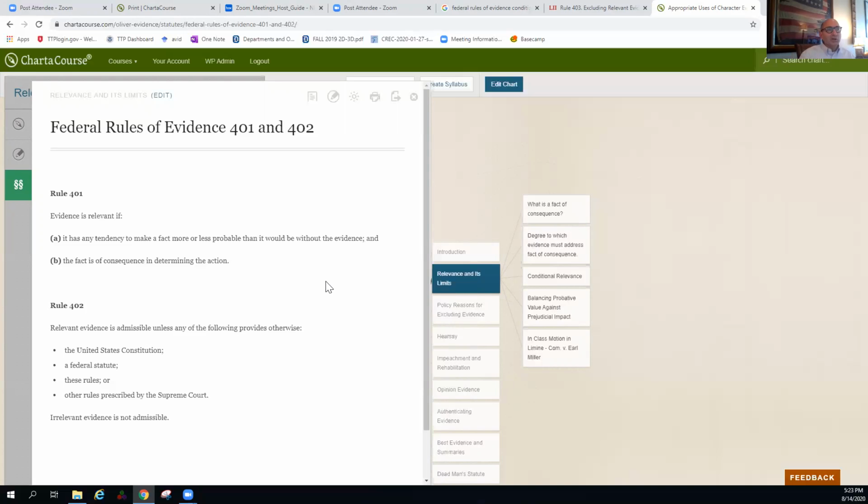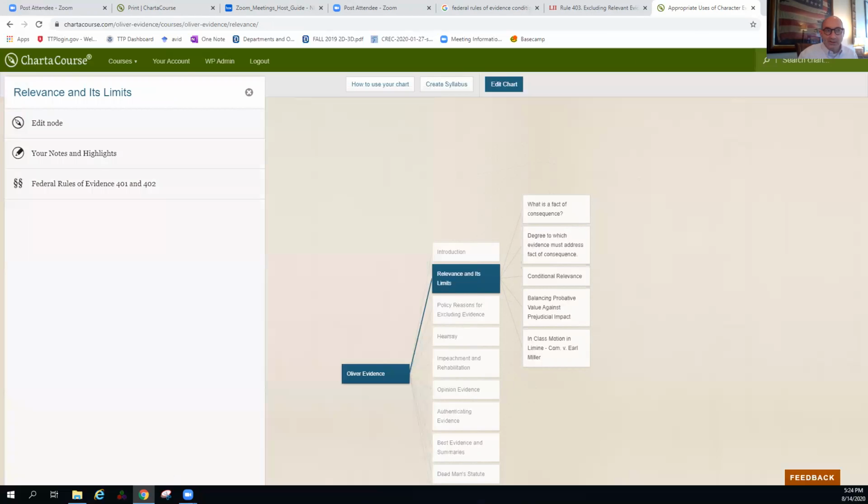So those are the rules, and in our next video, we'll begin to look at the State versus Newman case. I'll close this for you, come back to full screen, and stop share. In our next video, we will look at our very first case, State versus Newman.